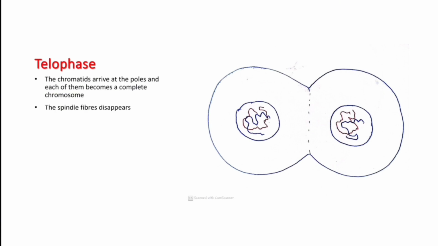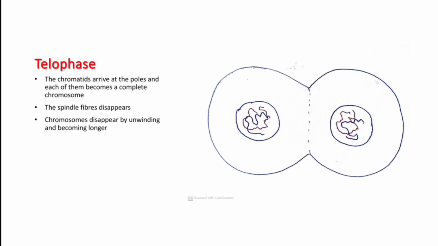Okay, and then the spindle fibers disappear. Are we seeing any spindle fibers here? No, because their function is done. They've separated the chromosomes, and that's all. That's their role in the process of mitosis, separating or pulling the sister chromatids to opposite poles of the cell. Once that is done, they will dissolve or they will disappear. So the spindle fibers disappear.